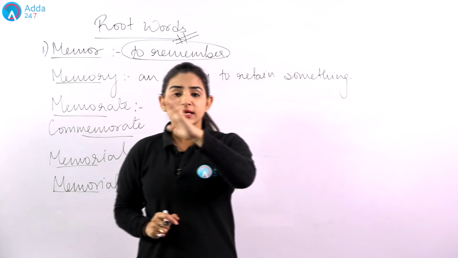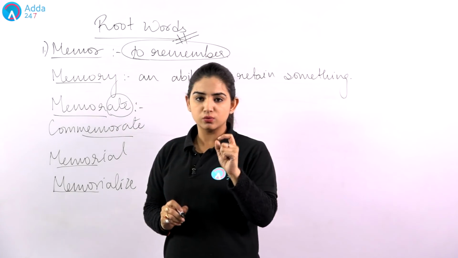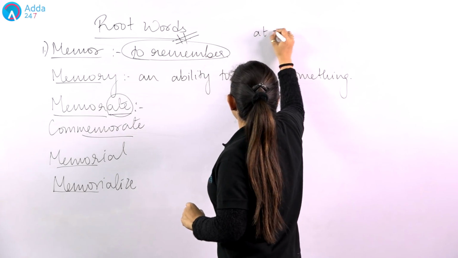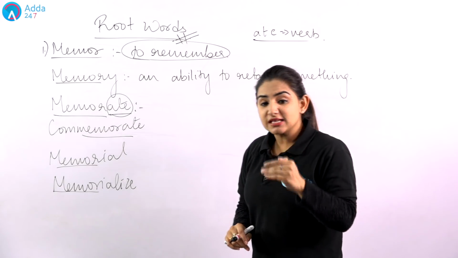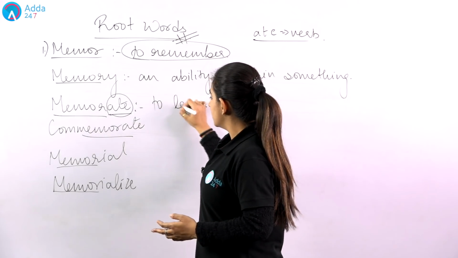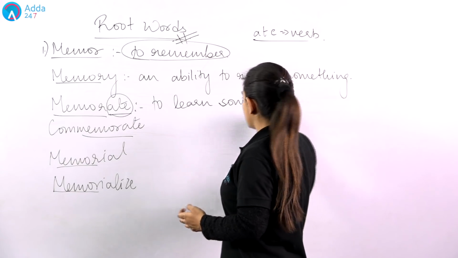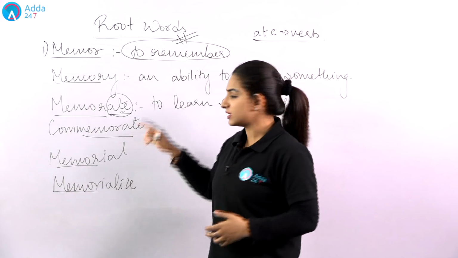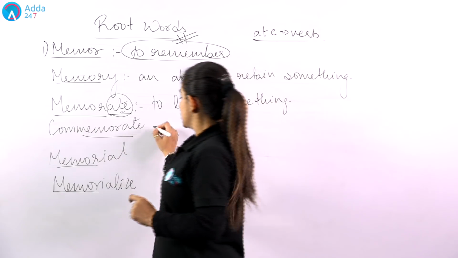There's another root word in this word. What is it? When we talk about ate, a small word, whenever a word ends with ate, it will always form a verb. So when I say memorate, what does this mean? To learn something, obviously it's a verb. So it is learning something, retaining something, and that is what we mean by memorate. Commemorate, what does this mean?